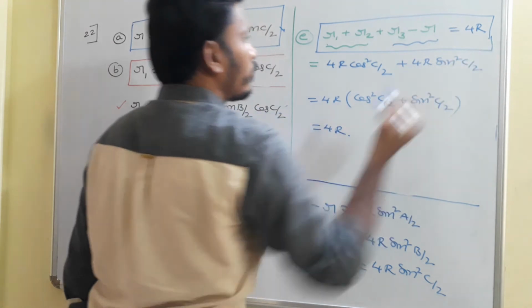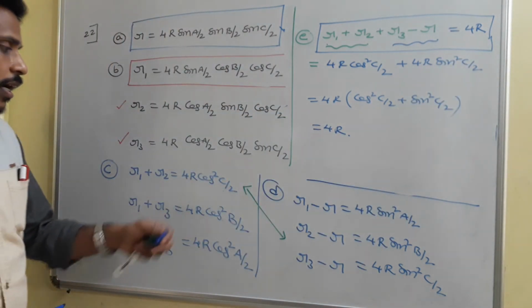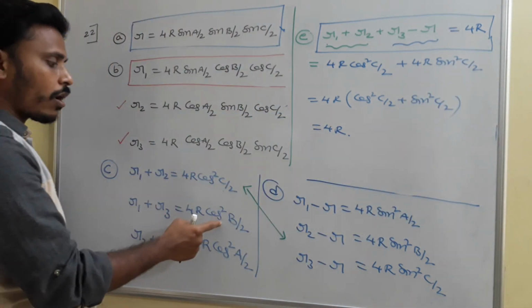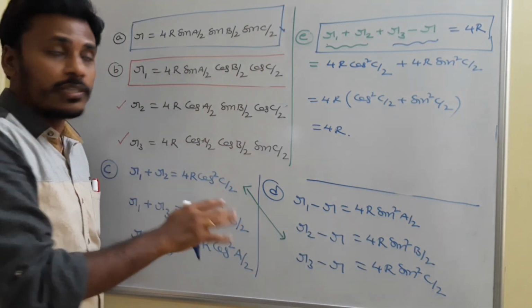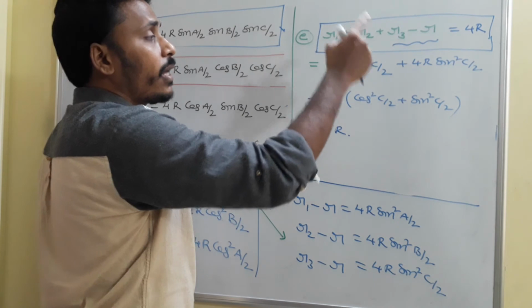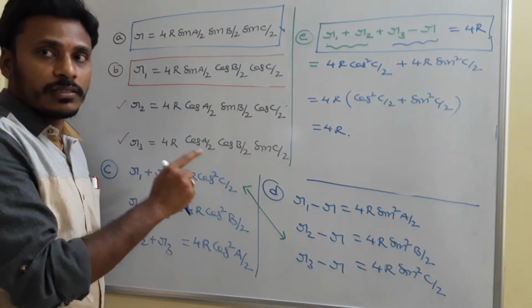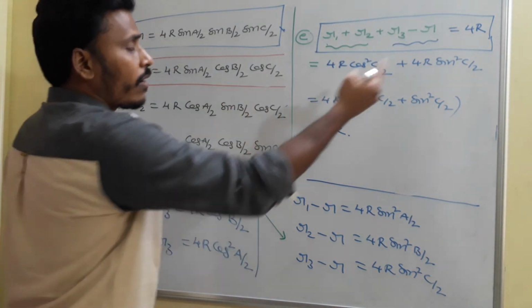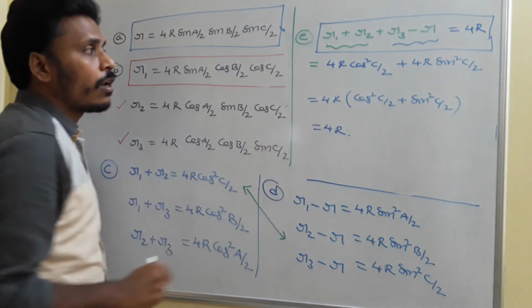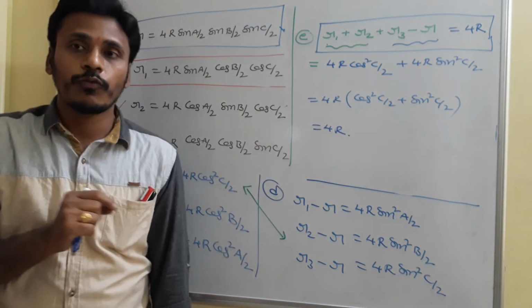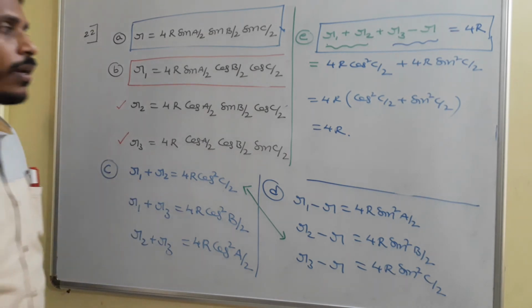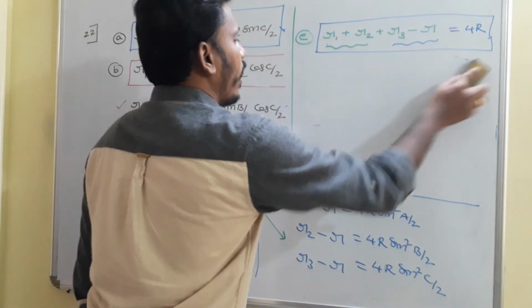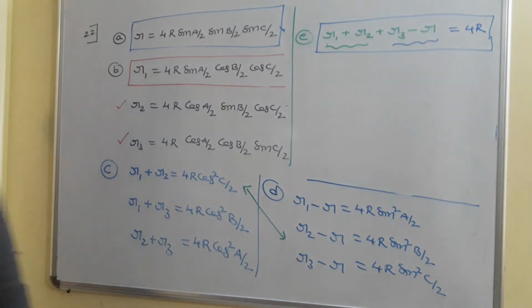Is it clear? So you can attach any other two also, like 4r cos square B/2 and 4r sin square B/2. Still you get the same result. The result won't change: r1 plus r2 plus r3 minus r is 4r. That's E. Just adding these two, writing that 4r out, this is 4r cos square C/2 plus 4r sin square C/2. If you take out that 4r and it is 1, that is 4r. And I have one more idea also, and that is F I will take.